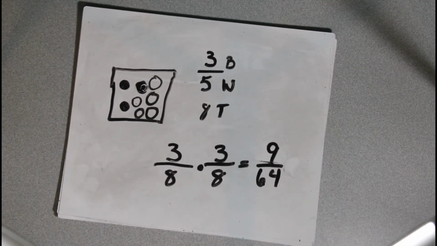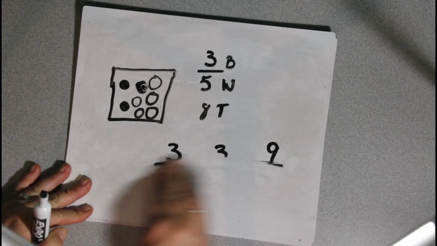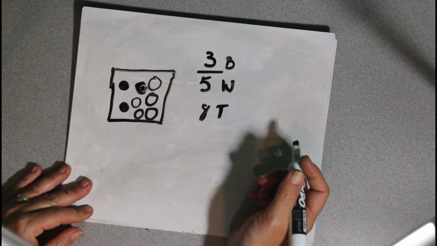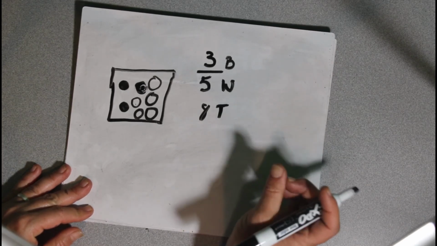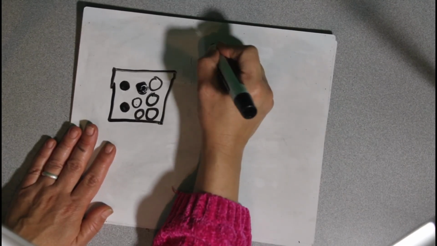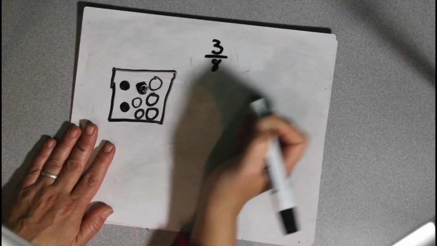Which does not reduce. Alright, so that was part A of the question. Then part B says, if the first marble is not replaced before the second marble is drawn, what is the probability that both marbles are black? Alright, so the first one, the probability stays the same. It's 3 out of 8. That's our first marble.